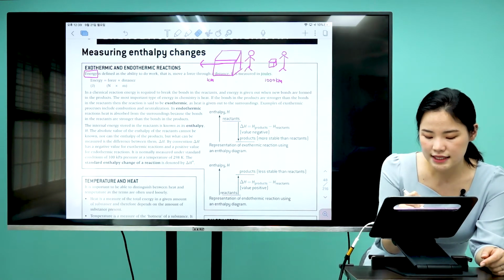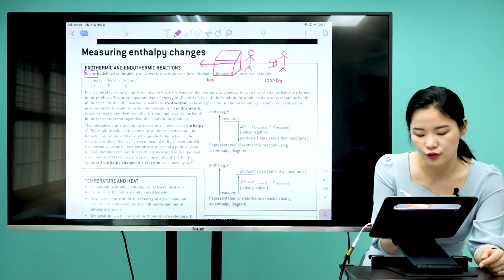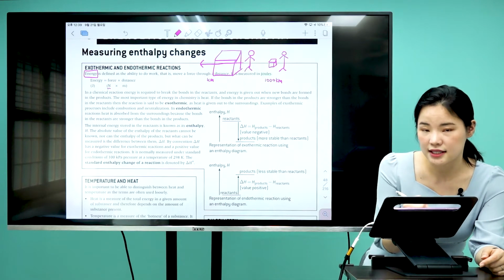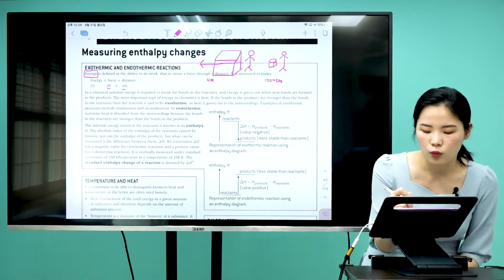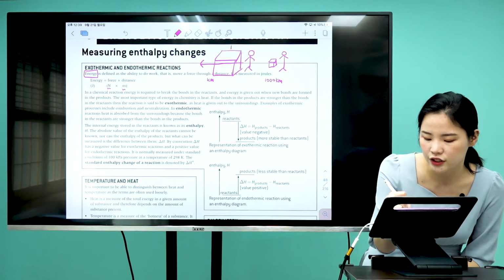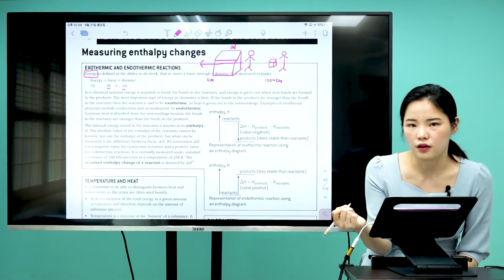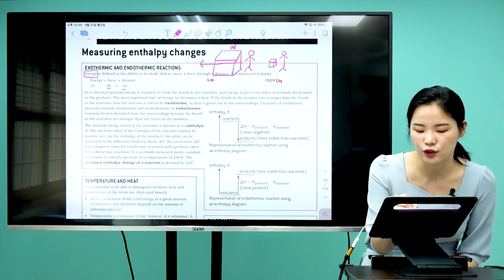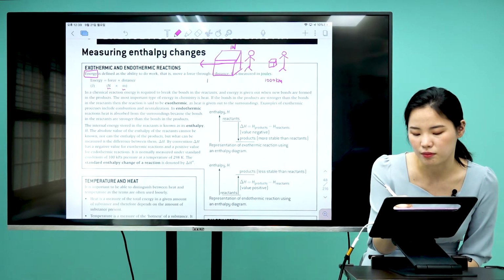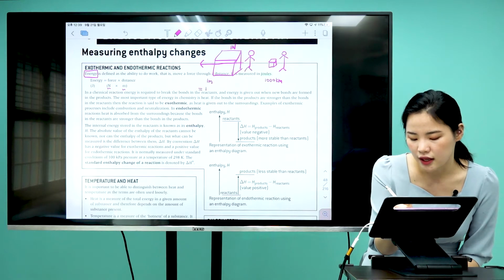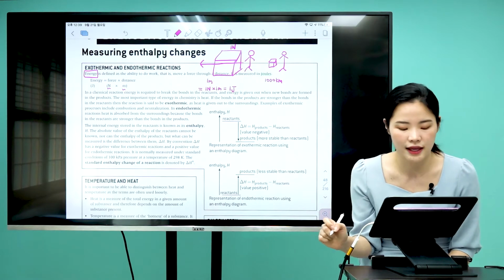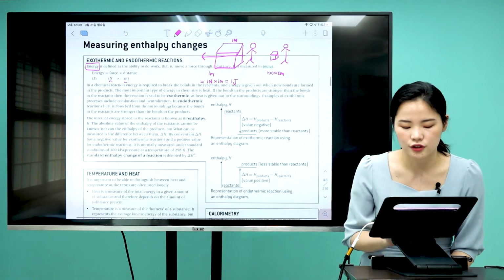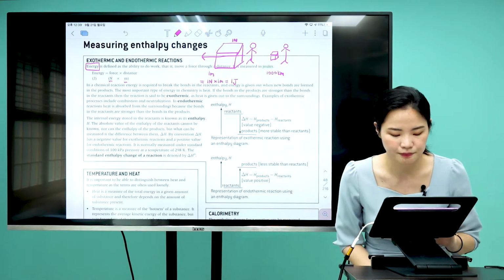So the force has the unit of Newton, and distance is measured in meter. So if you apply 1 Newton of force on the box, and then you move it, let's say 1 meter, it will have 1 Newton times 1 meter, which is 1 joule of energy. Are we clear about that? So we move on to talk about thermodynamics.